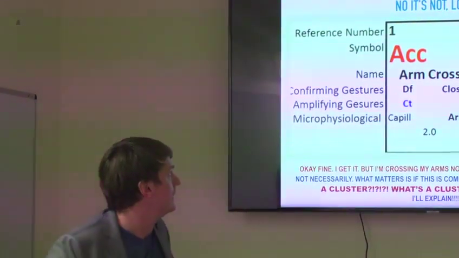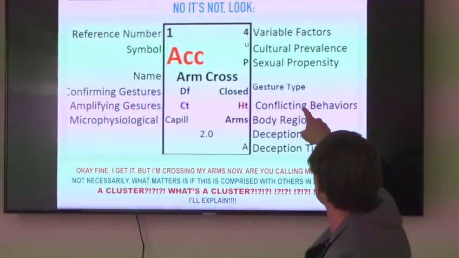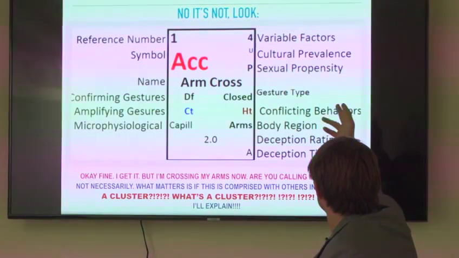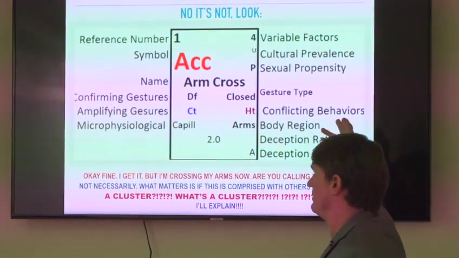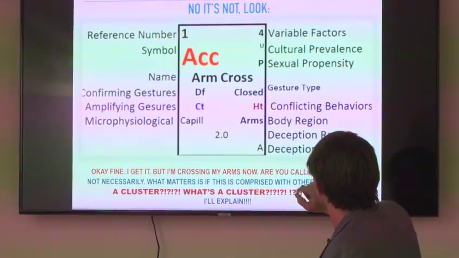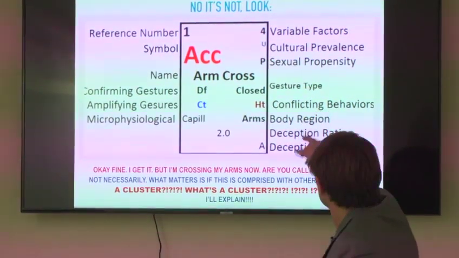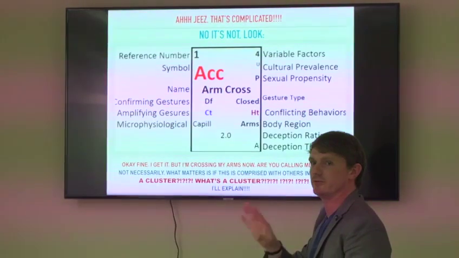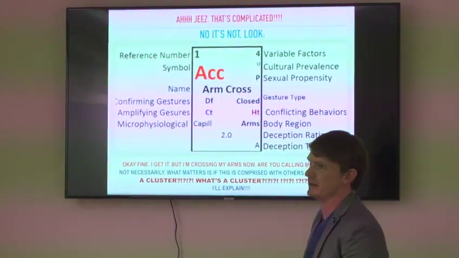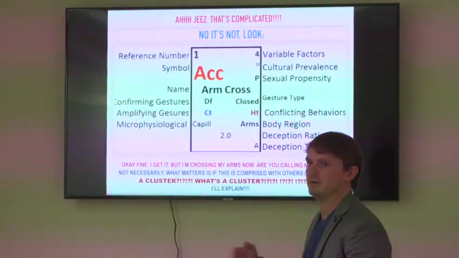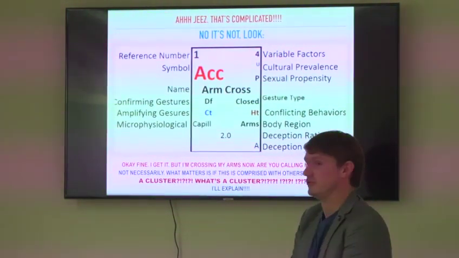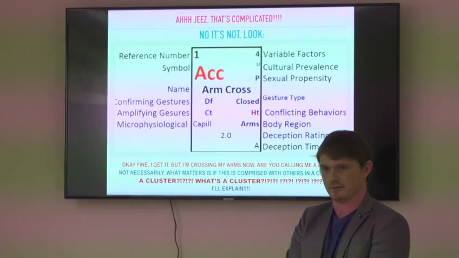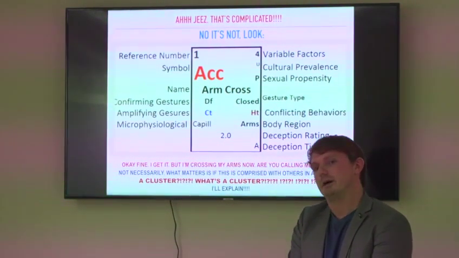Microphysiologic capillary. Cultural prevalence is U, which means it means the same thing in Japan that it does in Glendale, California. Sexual propensity: if it says F, it's more females, M, males, P, that means, okay, I forgot what the P means, but I'm still memorizing this. Closed gesture type, conflicting behavior. If there's an H, if there's a conflicting behavior, that means don't assume that if someone's exhibiting this gesture, that it automatically means they're lying. A conflicting gesture is HT, which is a very open gesture. So if someone has an arm cross, but they're also tilting their head, well, they're not necessarily being closed.